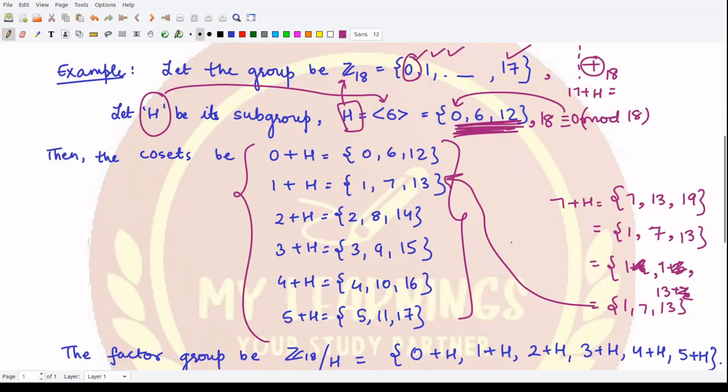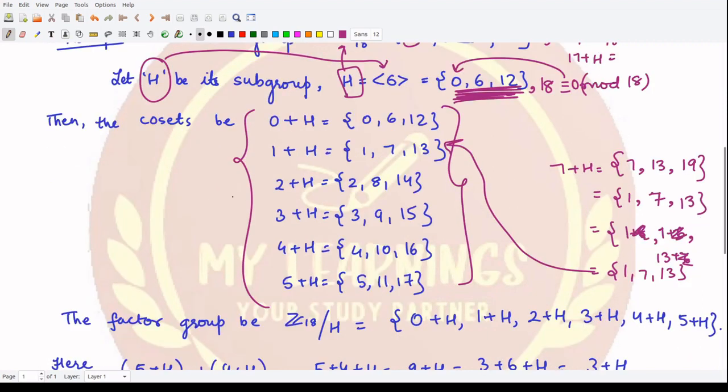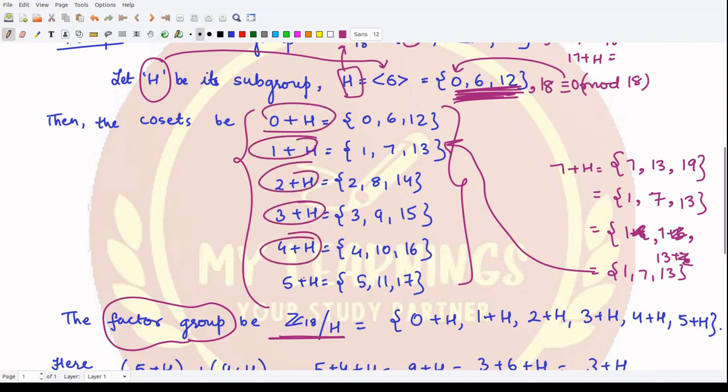Once you know this, using these cosets we can construct a factor group out of it, and we call it Z18 modulo H. So it would contain all these cosets 1, 2, 3, 4, 5 and 6, as I have listed here.